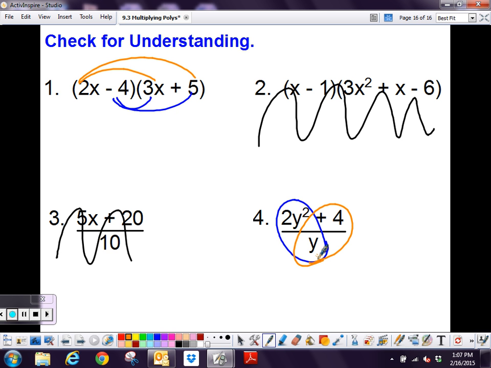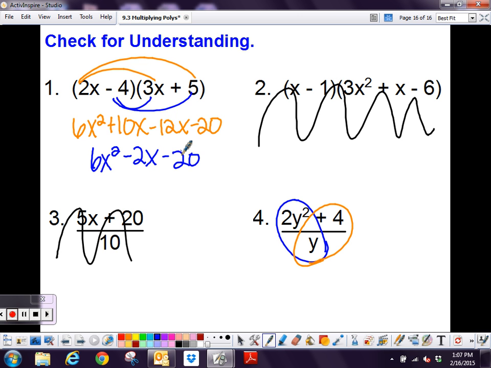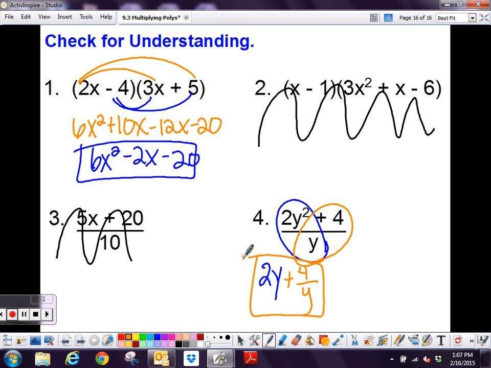All right, so here we go. On number 1, you should have 6x squared plus 10x minus 12x minus 20. When you combine those, you have 6x squared minus 2x minus 20. So that's your final answer there. And then number 4, 2y squared over y. That's going to leave me with 2y. And then 4 divided by y, I just have to leave that as 4 over y. And there's my answer there.